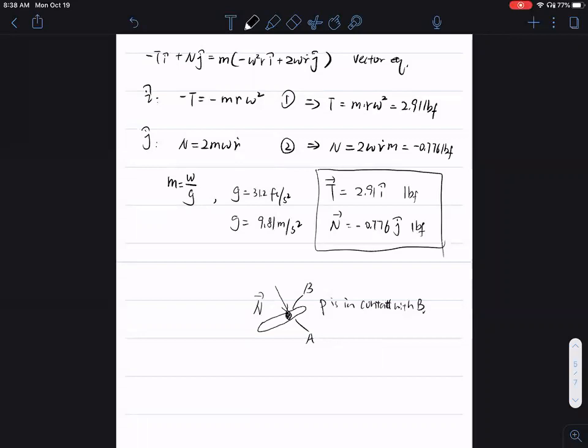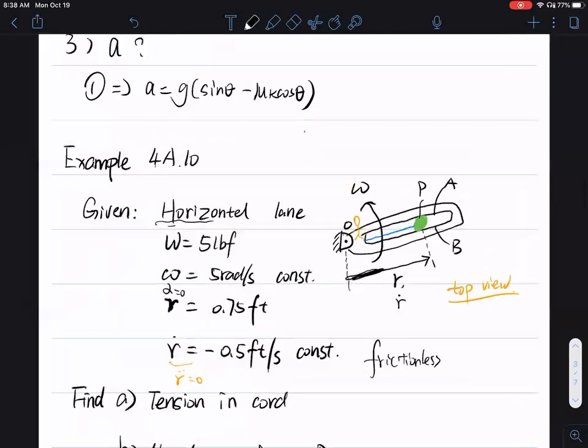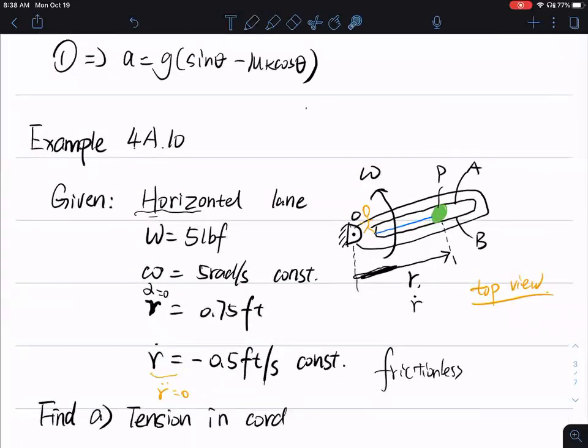Any other questions before we move on to the next example? Was alpha 0 just because it didn't have the values for alpha? That's because, let's go back here, in the givens, right here, omega is constant. Omega and alpha are always related. If omega is constant, alpha is constant too, because alpha equals omega dot.